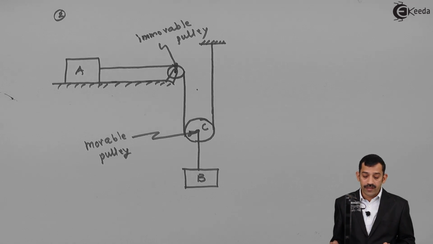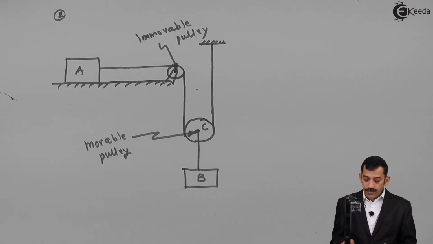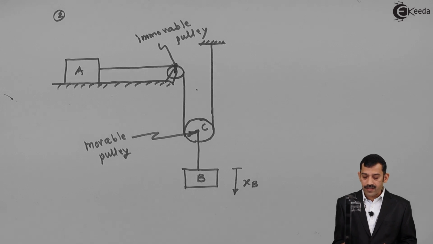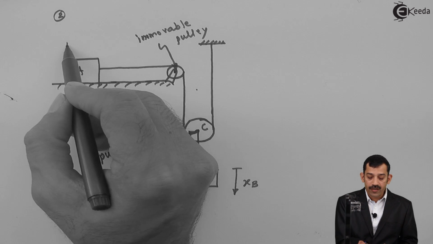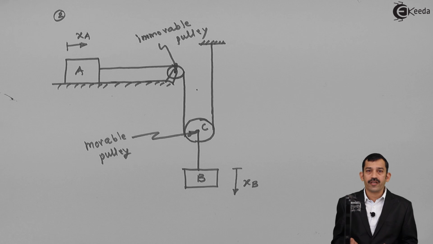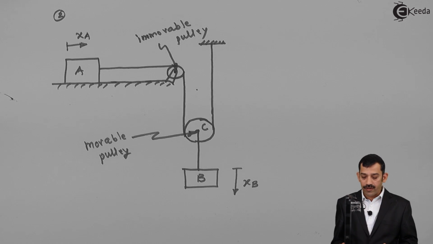Now how will we get this relation between displacement, velocity and acceleration? Simple. First, say due to the weight of block B, this block moves in a downward direction by, say, displacement dx. xb is the displacement of block B. This block A will get some displacement in the rightward direction. As xa and xb, these are the displacements of the blocks.